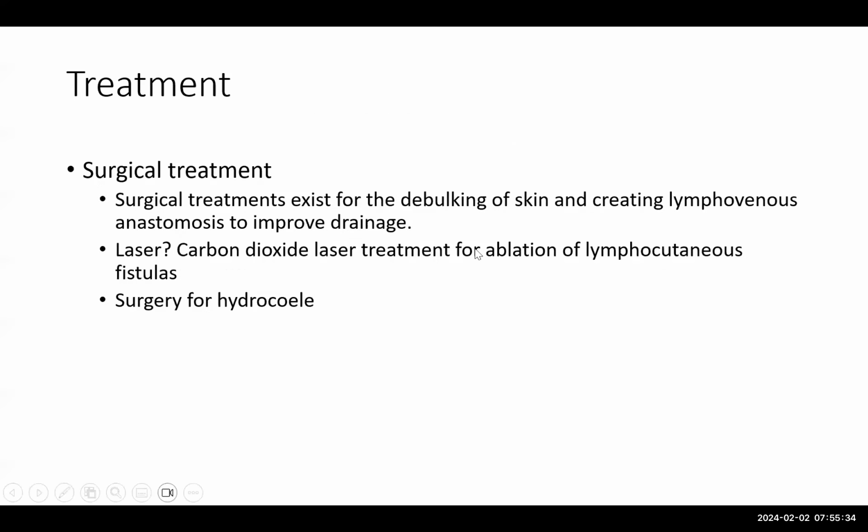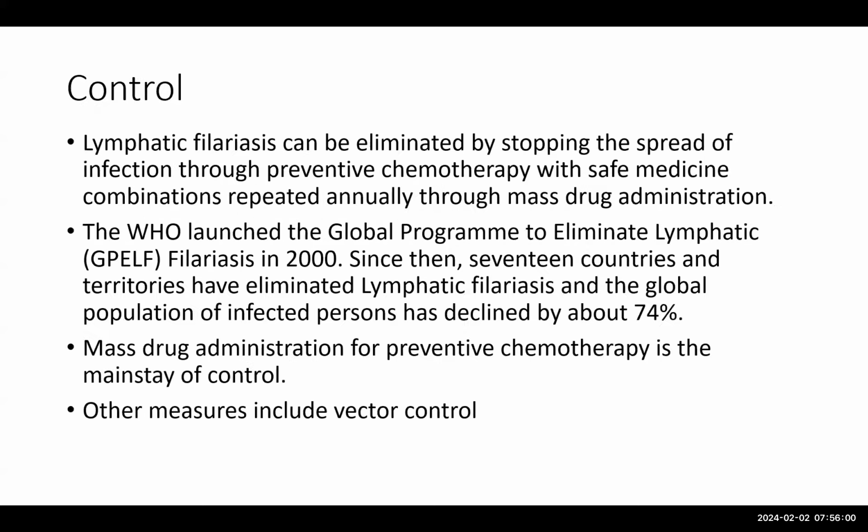We could treat surgically for debulking of the skin and creating conduits for lymph drainage, like lymphovenous anastomosis. We could treat lymphocutaneous fistulas and all of that, and surgery for hydrocele. This could resolve, but the hydrocele may recur if there's still endemicity in the area. So the mainstay of treatment is really that mass treatment to control it.